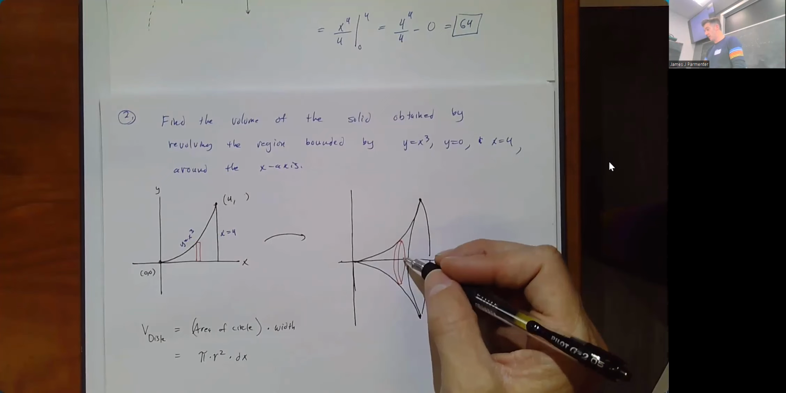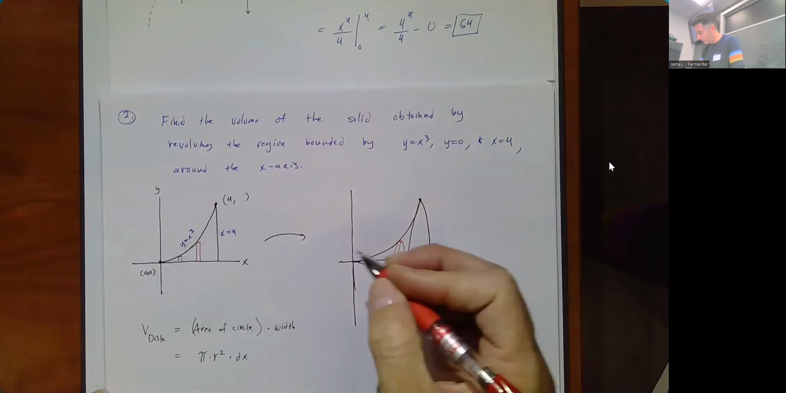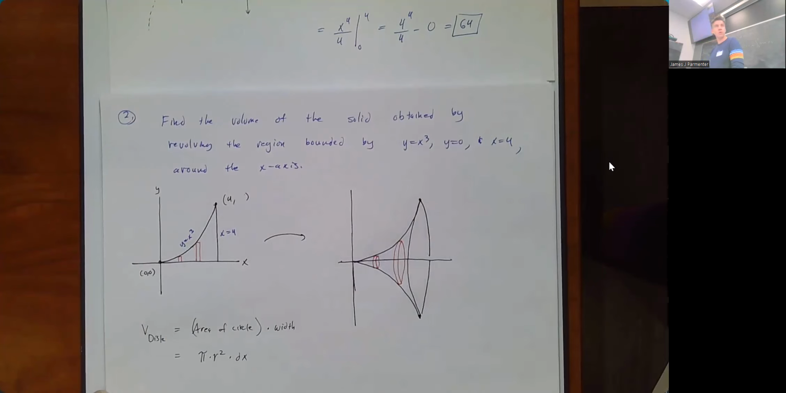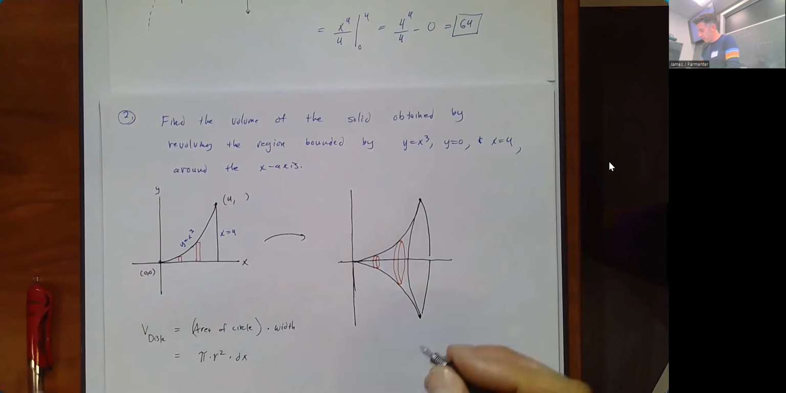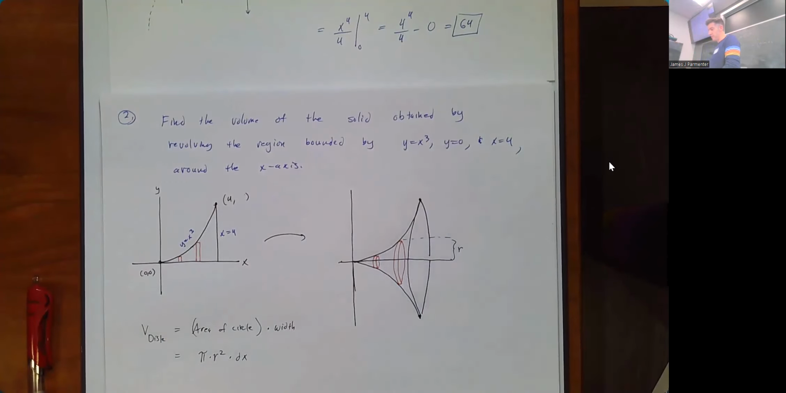For this strip here, it's something, but if I drew a different strip further to the left, my disc would be a lot smaller. It'd have a lot less volume. So the radius depends on the value of x, and I should say the radius depends on the function that we're using to get the height of our strip. So our radius here is just this. That's our radius, which is literally just the function.